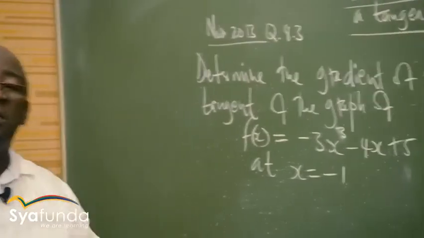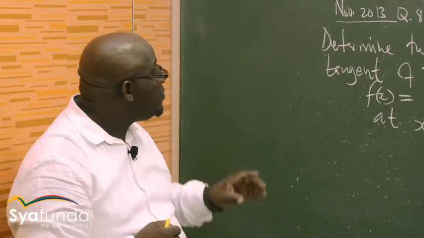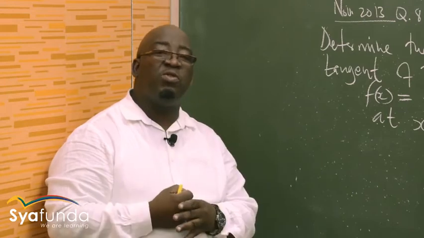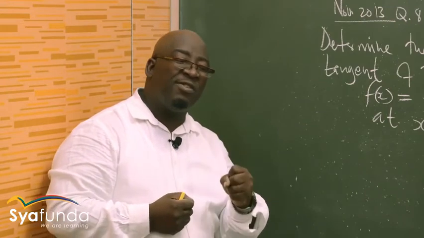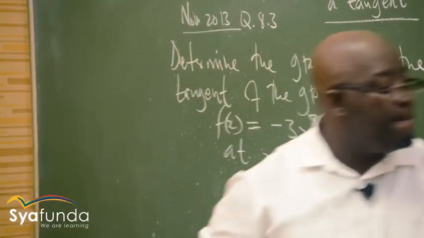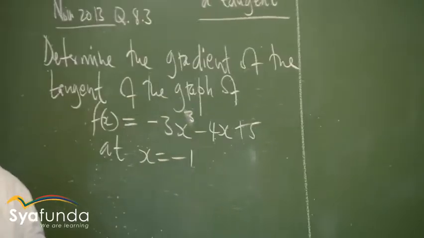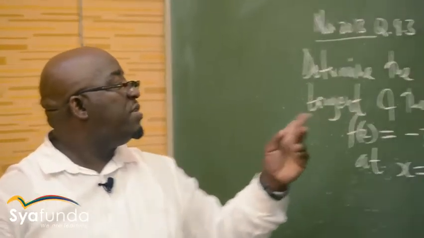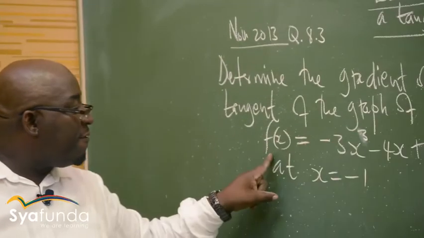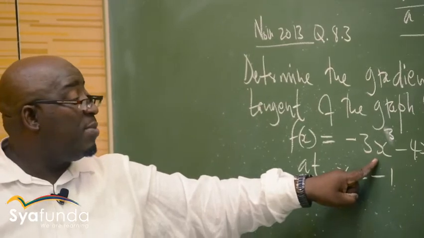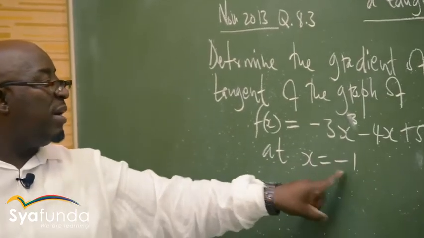Right, let's look at the question that we have here. This is taken from the 2013 November national paper. It was question 8.3. The question says, determine the gradient of the tangent. Now, it is important that you understand the question. We're just looking for the gradient of the tangent, just m, of this straight line. Determine the gradient of the tangent to the graph of f equals that. What type of graph is this? It's a cubic function, at x equals minus 1.